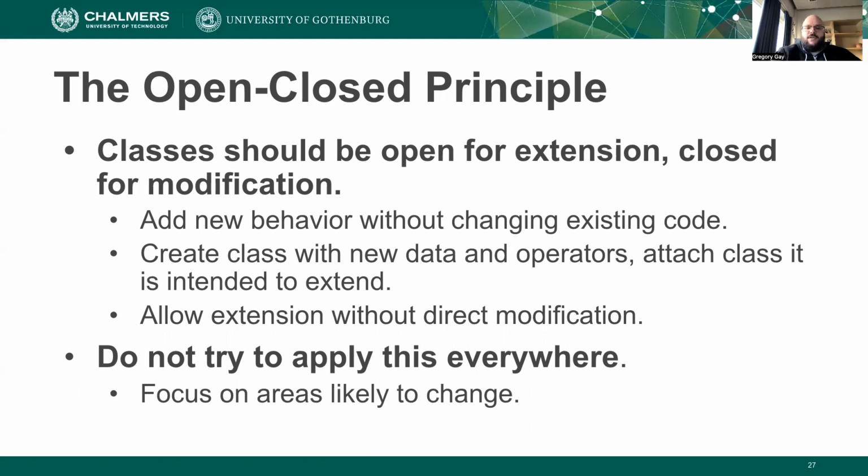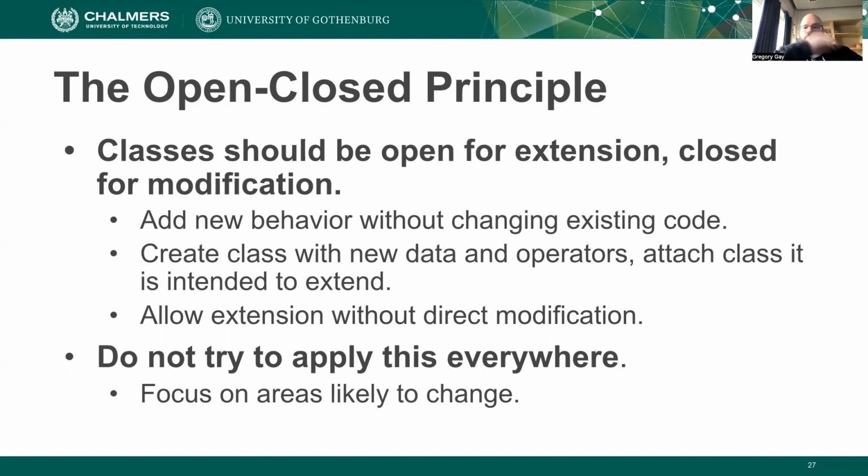Now, this is not something you want to apply everywhere. Following this principle means adding new levels of abstraction to the system, adding complexity to the code. But what you want to focus on are areas that are likely to evolve in the system, areas that are highly variable, that are customizable, and apply this principle there. So now how do we apply this in practice?